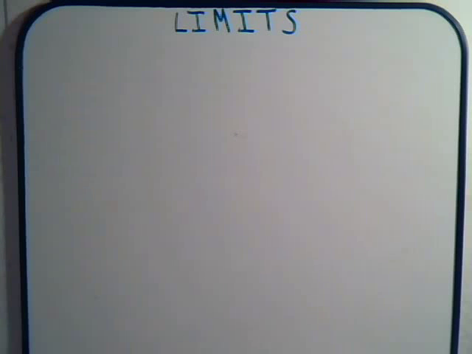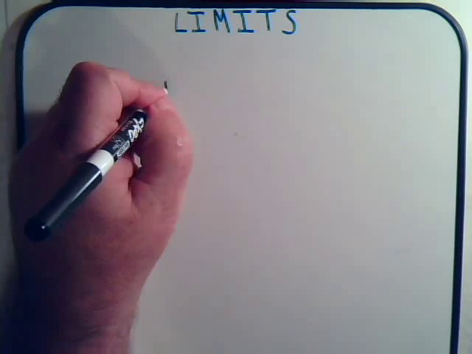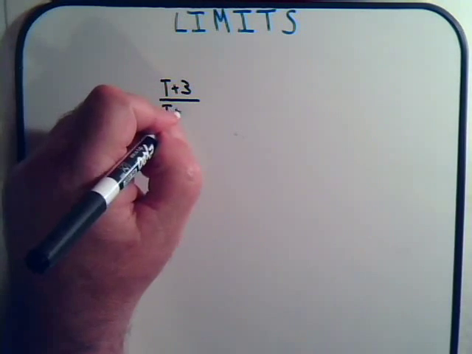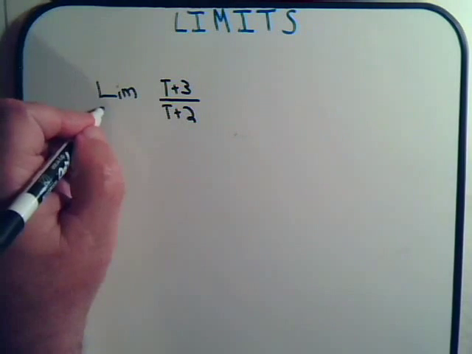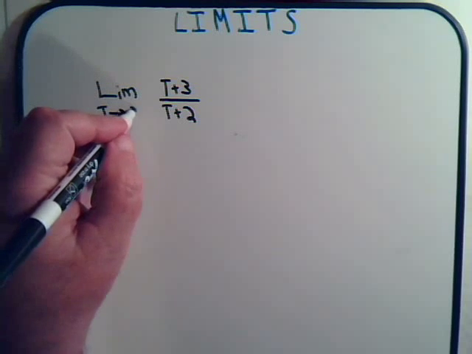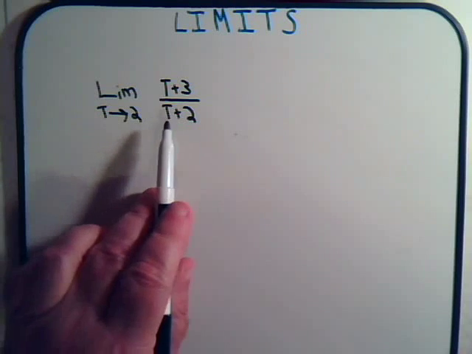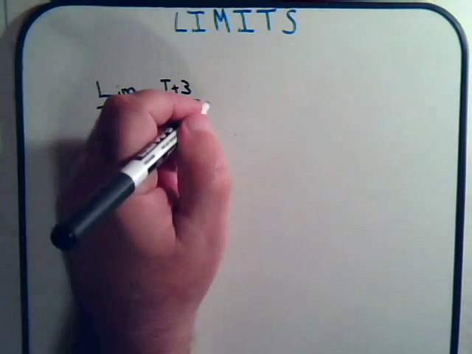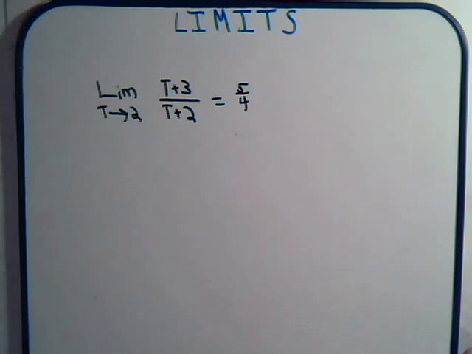Now sometimes when you have a problem, say you have t plus 3 divided by t plus 2, and you want to take the limit of this as t approaches 2, all you have to do is take this value of t, plug it into what you have here, and you get your answer, which in this case is just 5/4. Other times, most other times, you're not that lucky.